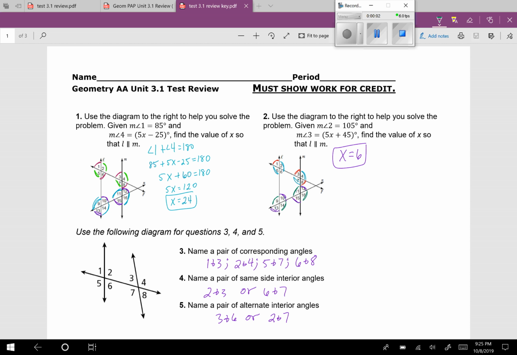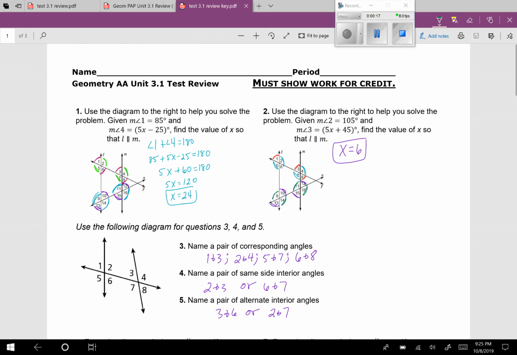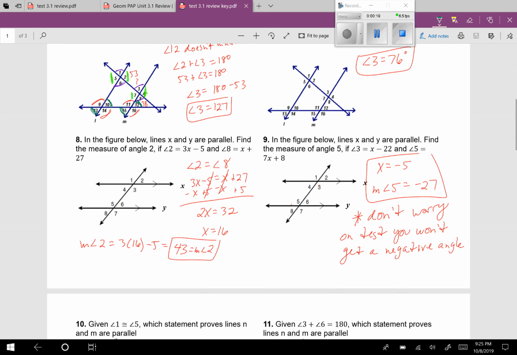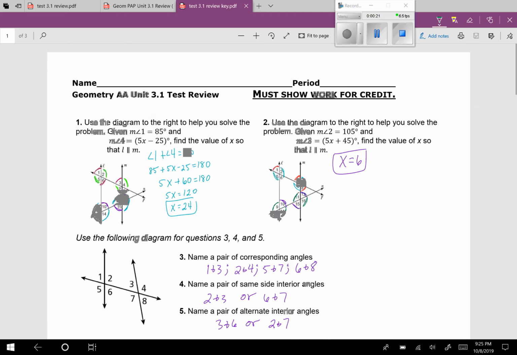All right, hello everybody. I'm gonna go through the test review with you guys. I'm gonna do the odds. You're responsible for the evens. But again, if I do one odd problem, the even problem over here looks pretty much exactly like it. And I've got all the answers for the evens, so you can do them and then check your work.